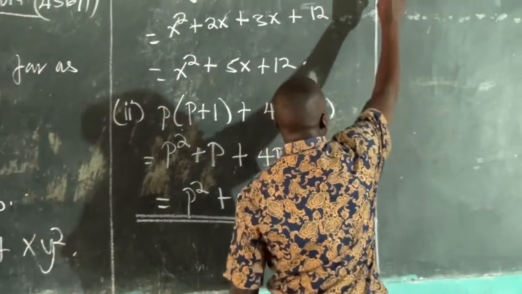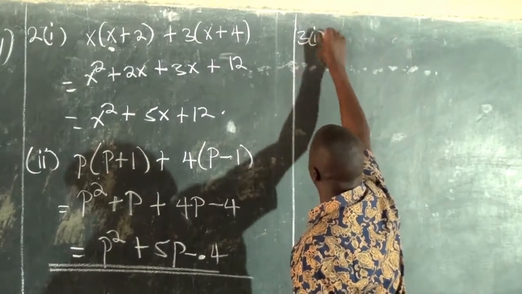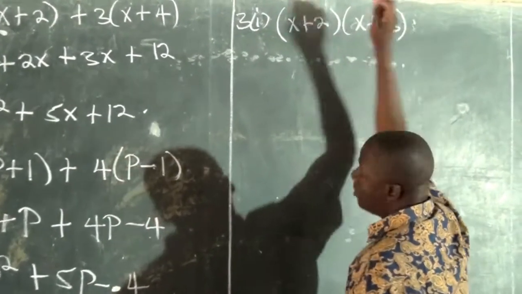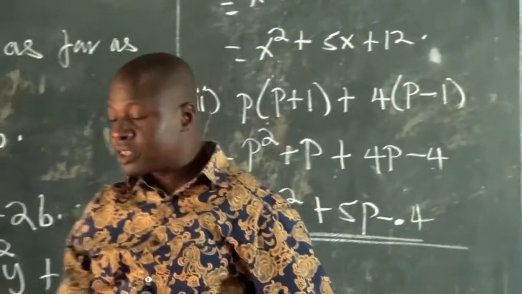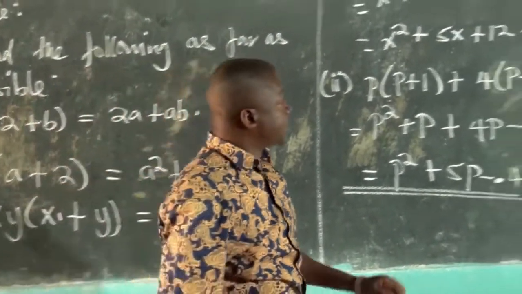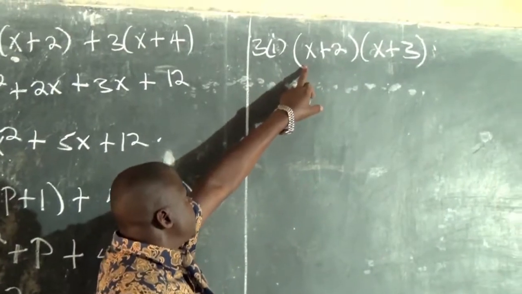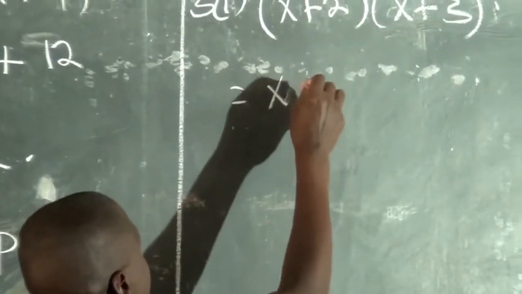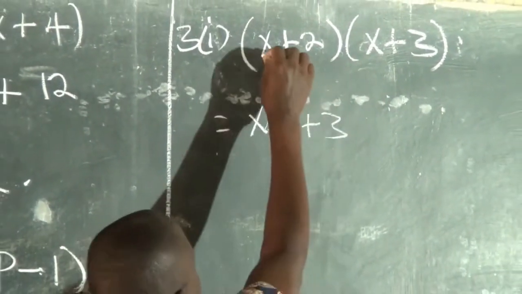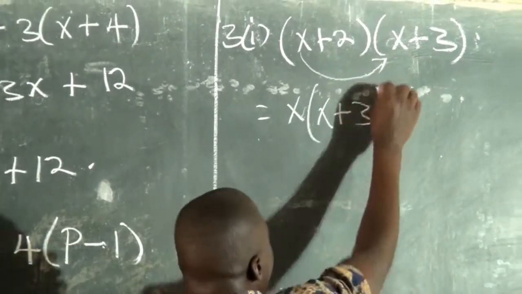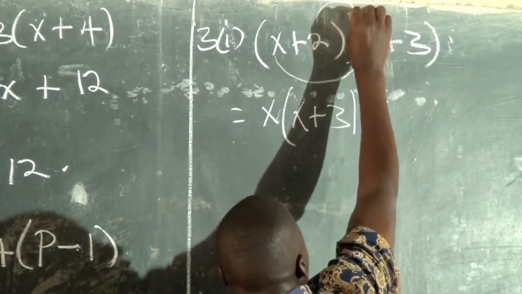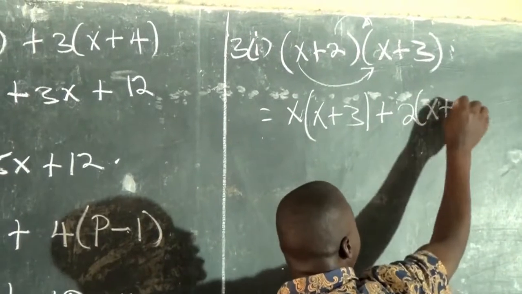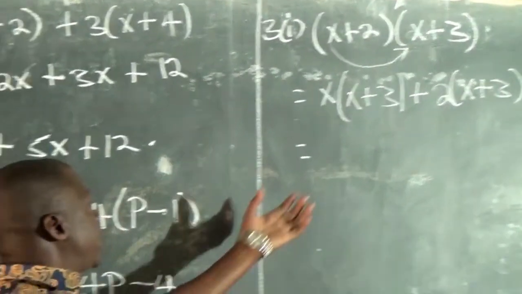We shall look at case 3. Over number 1, we have x plus 2, then x plus 3. For that case, we need to open the two brackets, whereby the first element will affect the elements within the second bracket. This is x into x plus 3, like that. And also, we have a 2, which is going to affect the second bracket. We have 2 into x plus 3. Let us open brackets here.